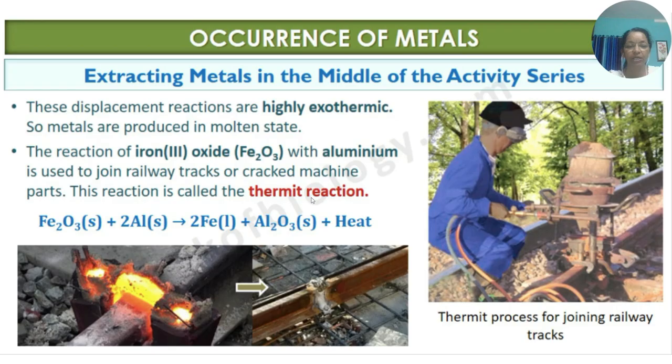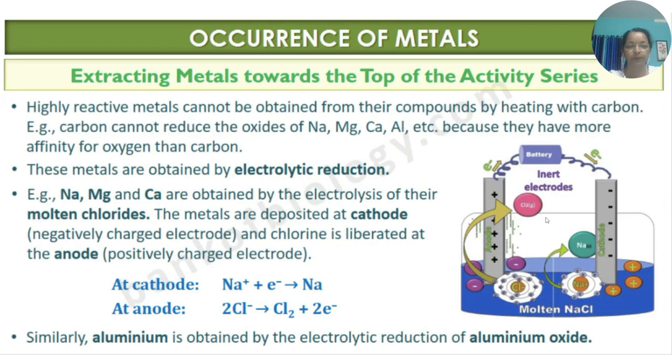So what is thermit reaction or thermit process? This is a displacement reaction of iron oxide with the help of aluminium. Iron will be obtained in the molten form, and since it is in the molten form we can use this reaction to weld or join railway tracks and so on. So that reaction is called thermit reaction.